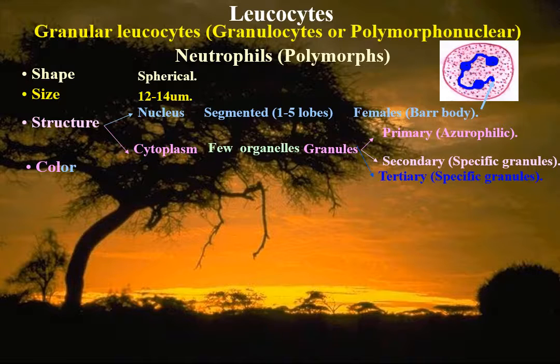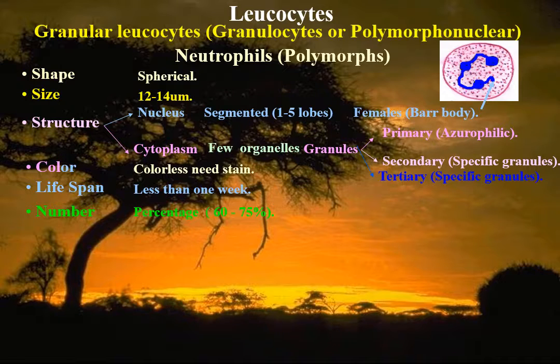Color. Neutrophils are colorless, and need to be stained for examination. Lifespan. Neutrophils have a short lifespan, less than 1 week. Number. The percentage of neutrophils ranges from 60 to 75% of the total leukocytic count.